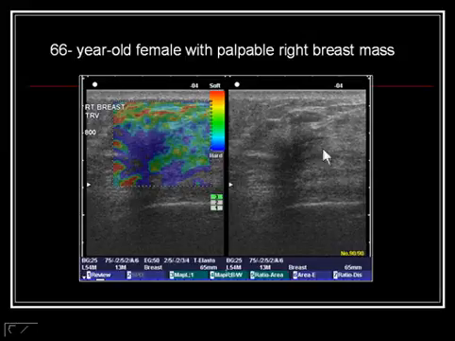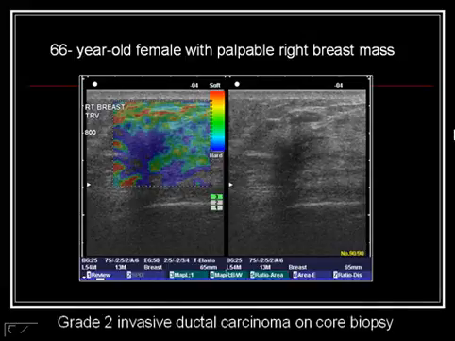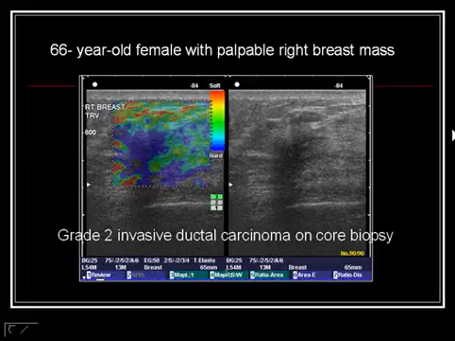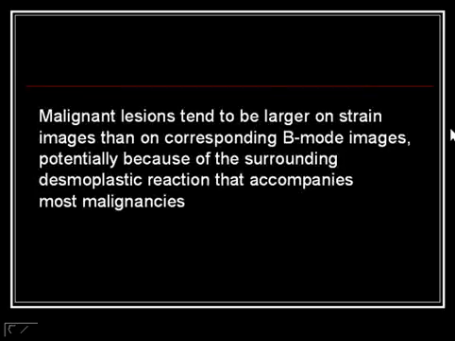This is a nice example of the lesion, which is very irregular with posterior shadowing, and when you look at the elastogram, the actual blue area is larger than the one depicted on B mode. This was grade 2 invasive ductal carcinoma on core biopsy.